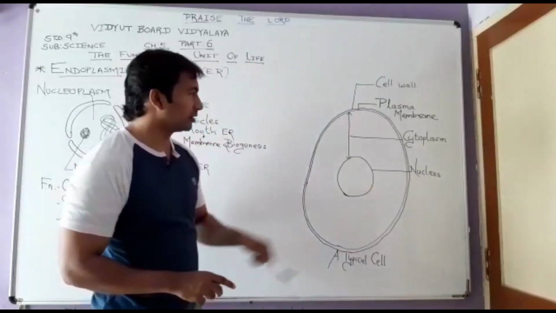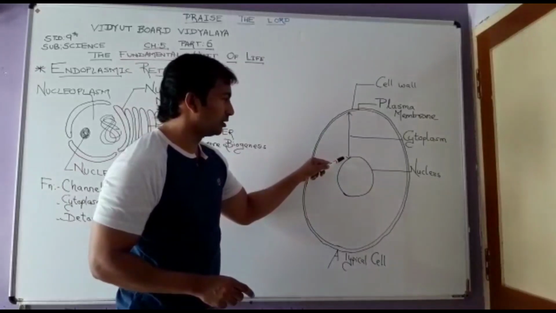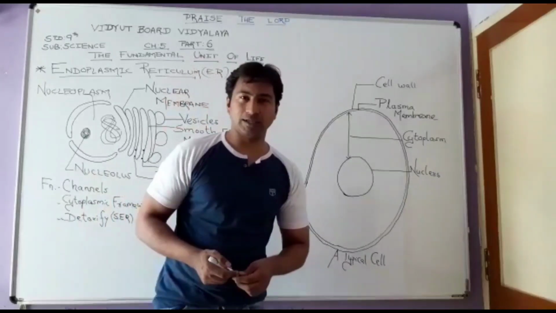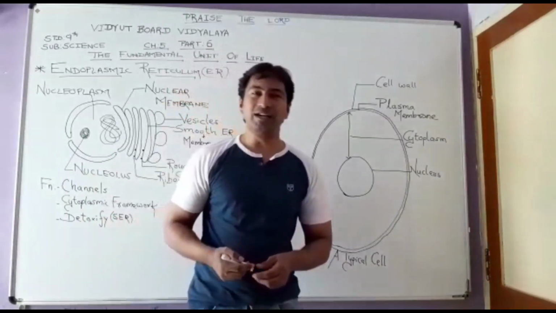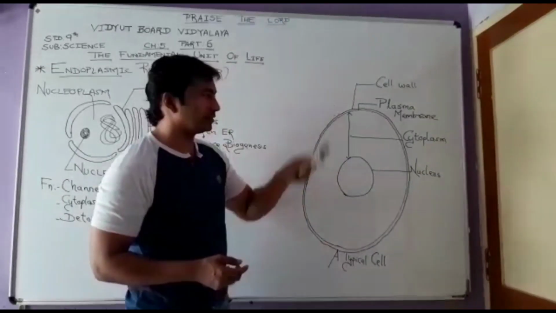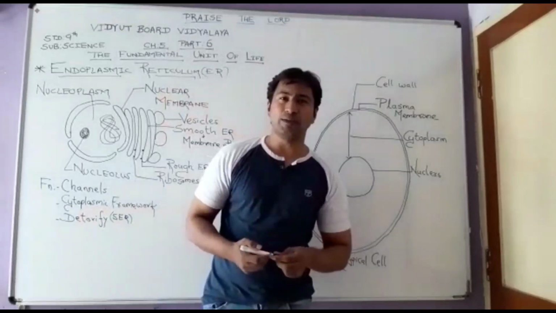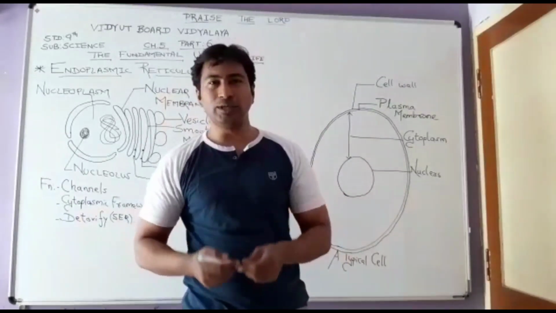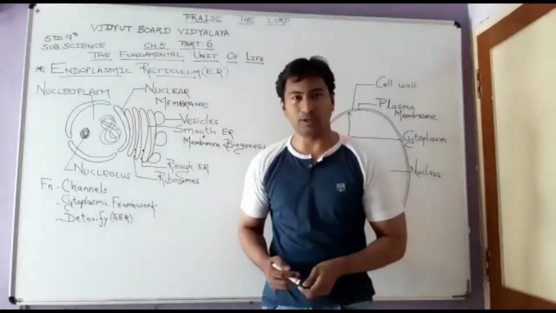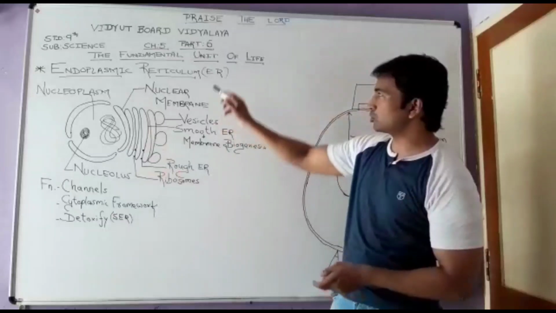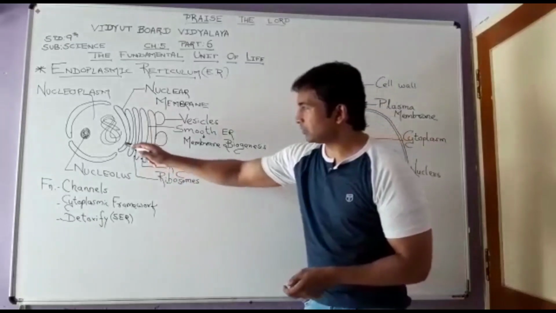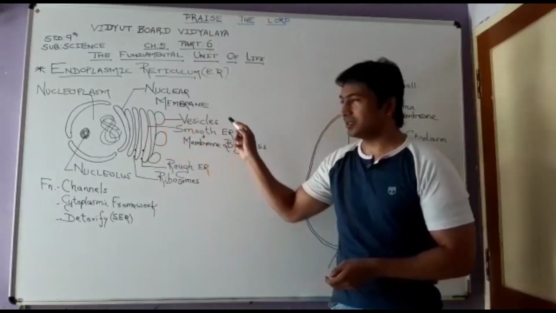Now we shall proceed further into the region which is there between the nucleus and the plasma membrane, that is said to be the cytoplasm. Cytoplasm is a fluid filled structure which is present between the nuclear membrane and the plasma membrane. Inside the cytoplasm a lot of organelles are there, and today we shall start with the first organelle, that is the endoplasmic reticulum. Endoplasmic reticulum, also known as the ER, is basically present between the nuclear membrane and the plasma membrane.